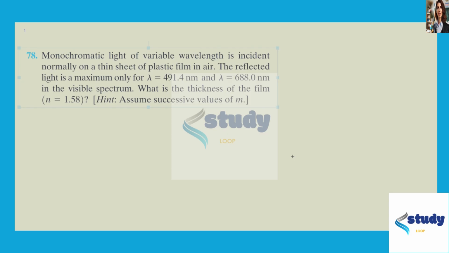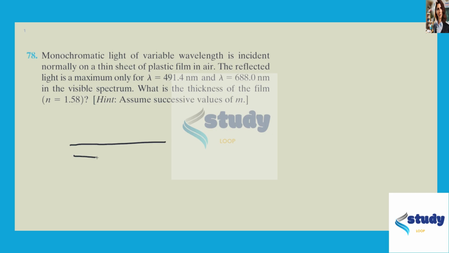So in this question, we have a thin plastic film in the air, and then we have monochromatic light of two different wavelengths incident onto the plastic film. We have a maximum only for two particular wavelengths, and from that information, we want to know what is the thickness of the film. So let's first draw the setup.